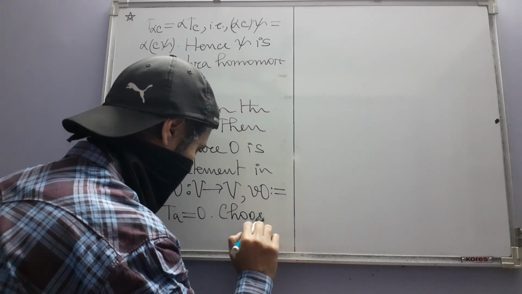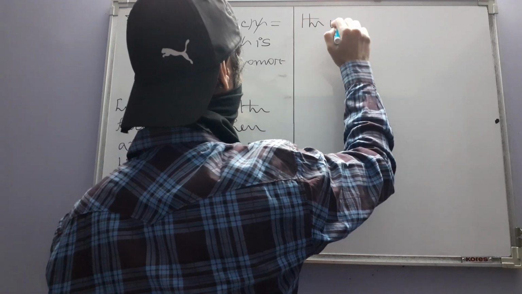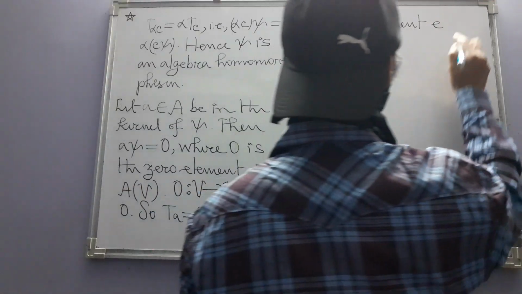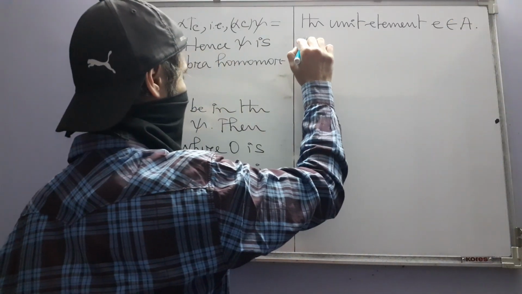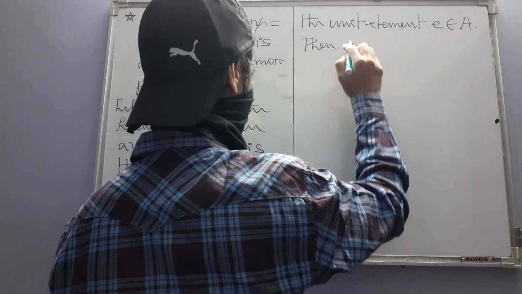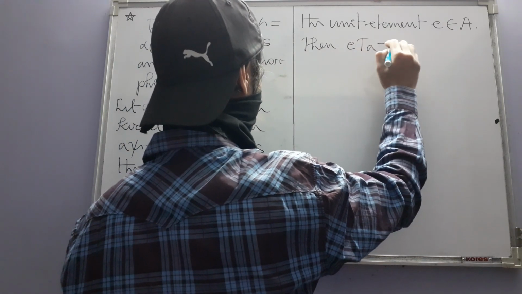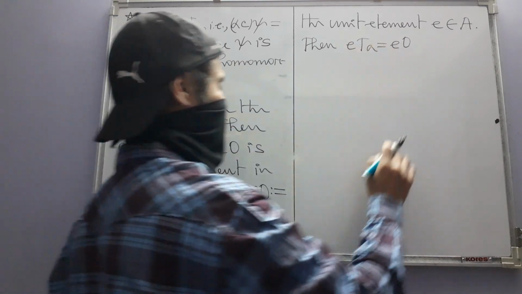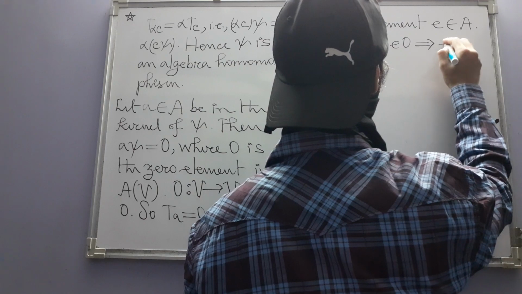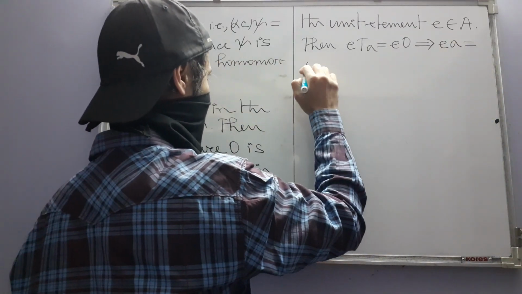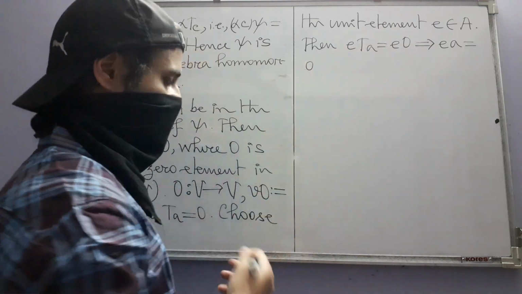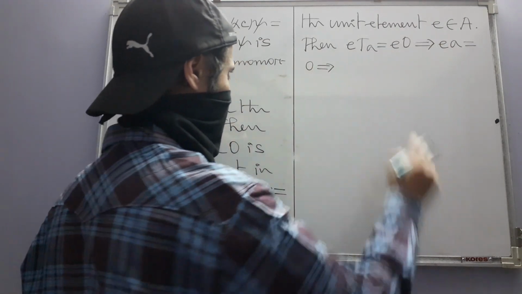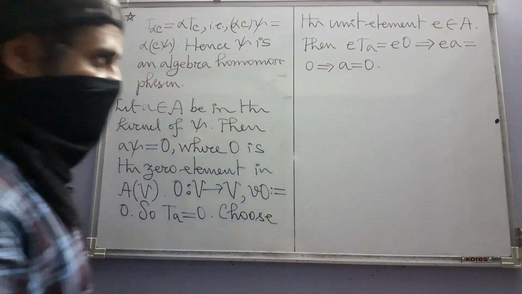So choose the unit element. If you want, you can write 1 here also. Then ETA is equal to E0. You do understand that here 0 means the zero function. Now ETA by definition is what? EA, and E0 is 0. This 0 is the zero function and this 0 is the zero algebra element. And now use the fact that this E is actually a unit element. So EA is equal to A. So that is why A is equal to 0.